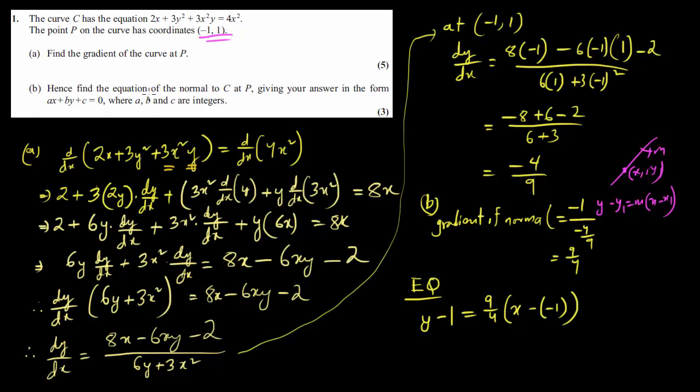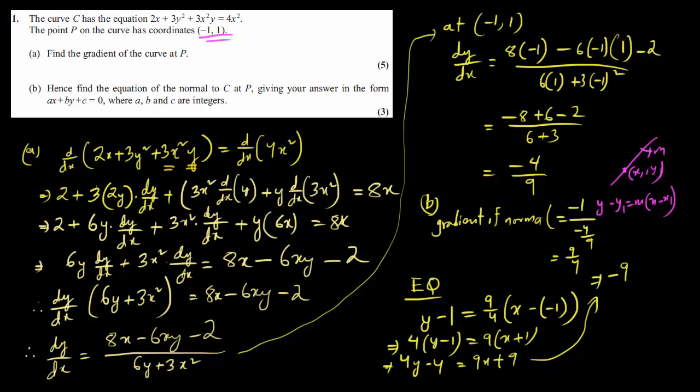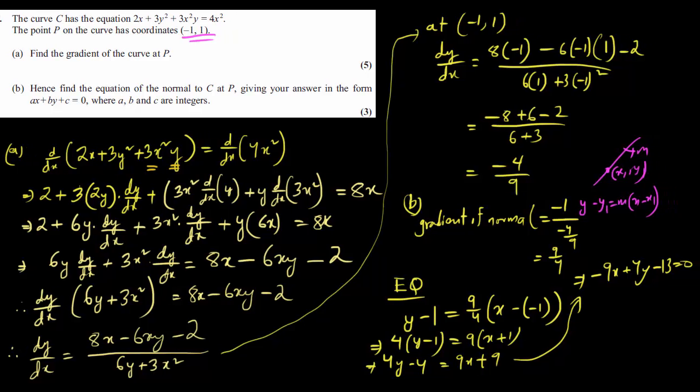Now we have to express the answer in a particular format, so we need to simplify. Let's cross multiply. 4 into (y minus 1) equals 9 into (x plus 1). Minus and minus becomes plus. So this would be 4y minus 4 equals 9x plus 9. And it turns out to be minus 9x plus 4y minus 13 equals 0. So that's the form ax plus by plus c. Now if you want to, you can also multiply by minus and it becomes 9x minus 4y plus 13 equals 0.